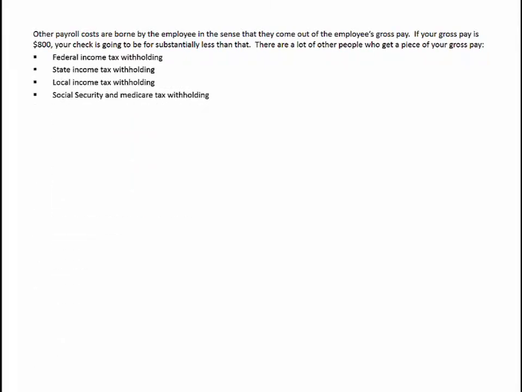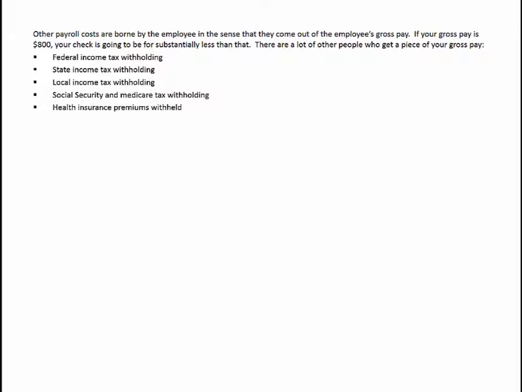Other payroll costs are borne by the employee in the sense that they come out of the employee's gross pay. If your gross pay is $800, of course your check is going to be for substantially less than that. There are a lot of other people who get a piece of your paycheck. First, of course, we have the government. We have federal income tax withholding, state income tax withholding, local income tax withholding, and Social Security and Medicare tax withholding. In addition to those mandated costs, there are some other deductions that you might be subject to.